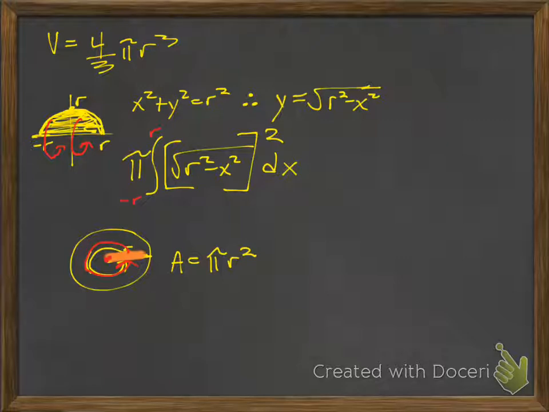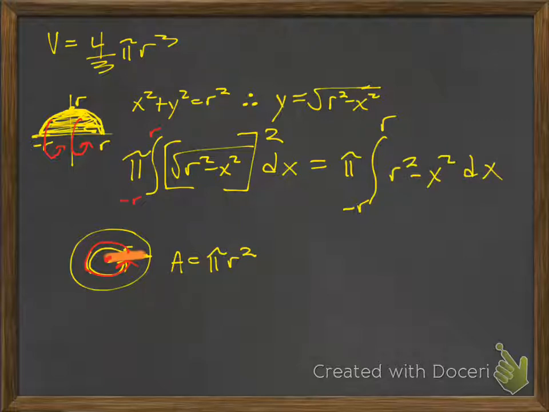So that's worth a little adventure. So I'm going to put this all back together. If you can follow along here, let's do this thing. If I square the square root in that function, of course now we're left with just pi from negative r to r, and we just have r squared minus x squared dx.